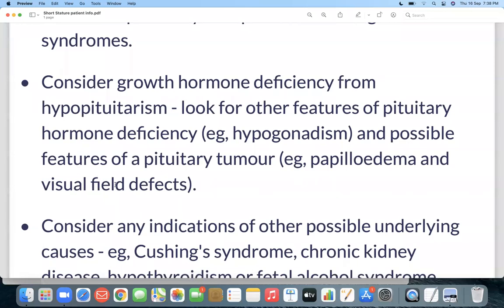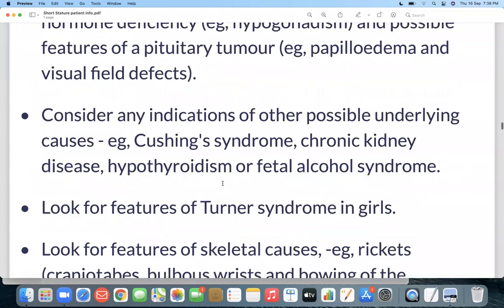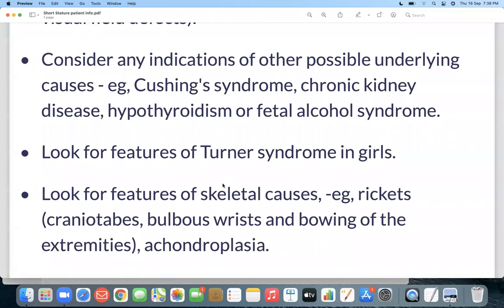This was not told, I think, by Dr. Sridevi, right? Yes. Because you see what he's telling, you should also look for other features of hypogonadism and also features of pituitary tumor like papilledema and visual field defects. But I think you asked about the vision. In examination, in order to complete, you should include fundoscopy as well.